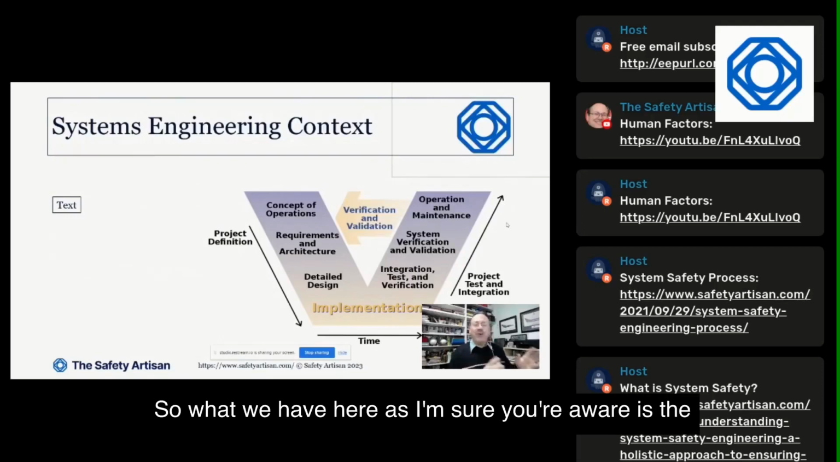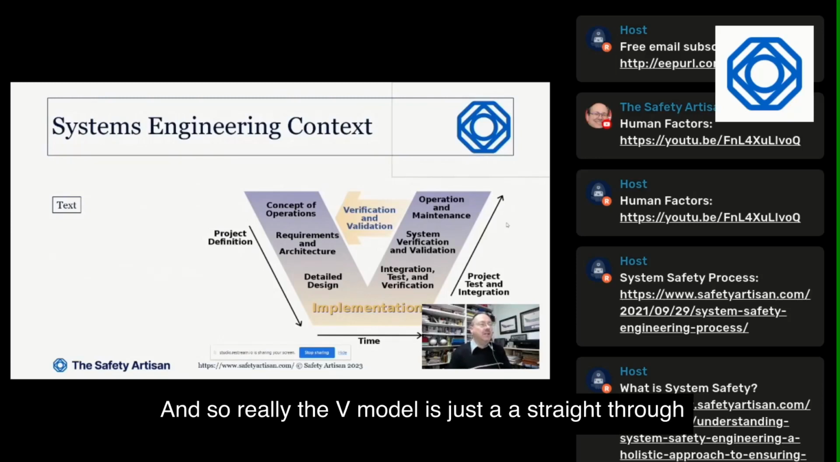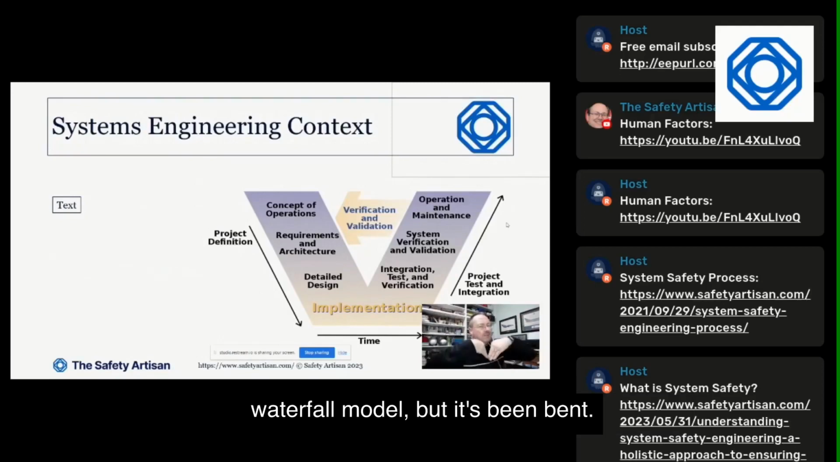What we have here, as I'm sure you're aware, is the classic V model that we refer to often in systems engineering. Really the V model is just a straight-through waterfall model, but it's been bent.